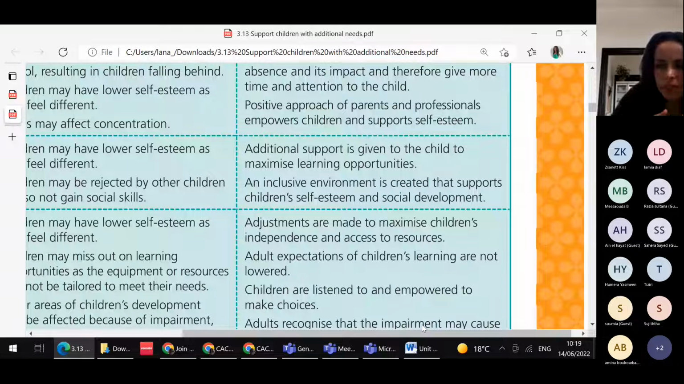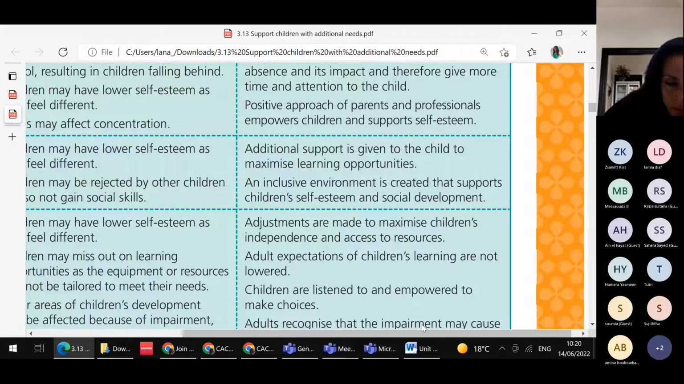Rather than doing an activity which doesn't help everyone, and not everyone can be involved in it, we need something to be inclusive, to include everyone. So an inclusive environment is created which supports the child's self-esteem and social development. The child wouldn't feel that he's less than other children. Why? Because he can play with them. This activity is good for everyone, so they can play with the rest and enjoy it just like anyone else.